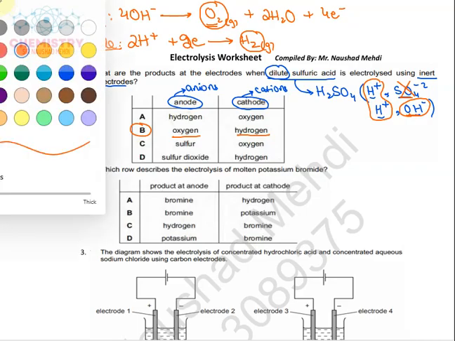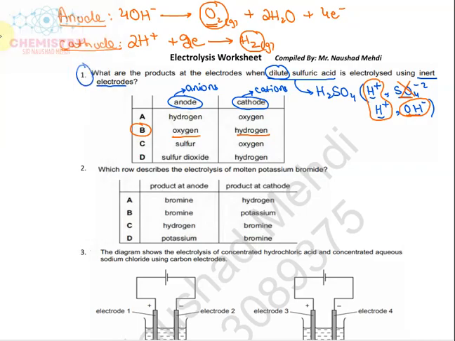Now moving on to the next MCQ. In the next question it is asking which row describes the electrolysis of molten potassium bromide? Molten means that you have melted this ionic compound, potassium bromide, and it will already be ionized, and you will get two ions out of it. One is the potassium ion and the other one is the bromide ion. So no ions of water will be present because it is in the molten form. Only the ions of the electrolyte would be there, K+ and Br-.